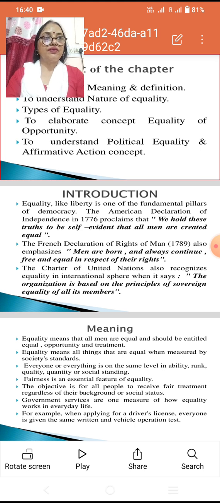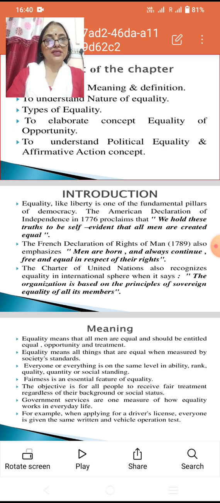First of all, we will understand the objective of this chapter. In this chapter, we will understand the meaning of equality and definitions of equality. We will understand the nature of equality, types of equality, and we will also elaborate the concept of equality of opportunity, and also we will understand the political equality and affirmative action concept.